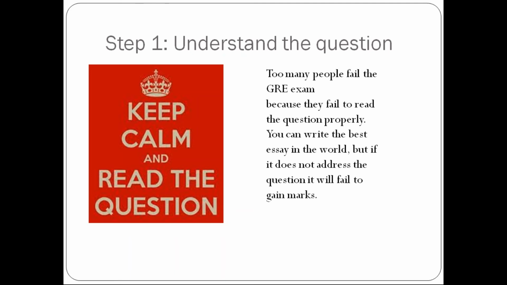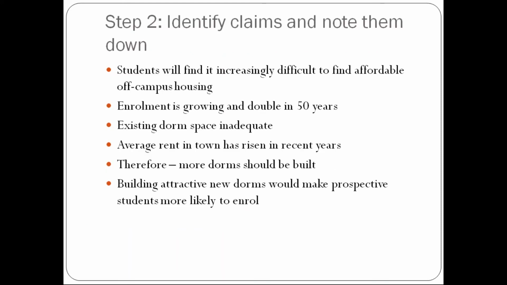It doesn't ask what are the advantages and the disadvantages of technology. It asks simply, how does technology impact on our ability to think for ourselves? Keep that question in mind. Don't deviate from the question. Don't try to reinterpret it in the way that you want to write the essay. Just answer the question. Okay? It's easier to say than it is to do, I think, sometimes. Very important. Step 2. Identify the claims and note them down.